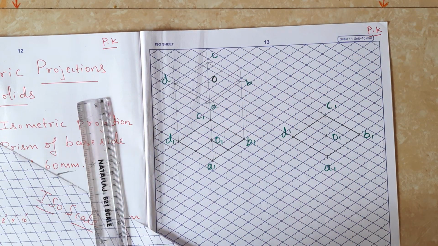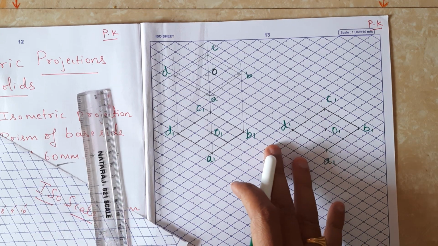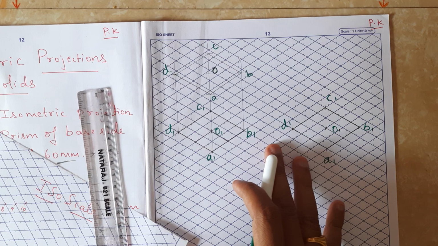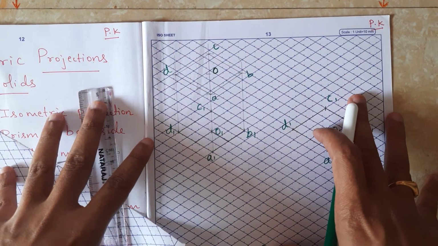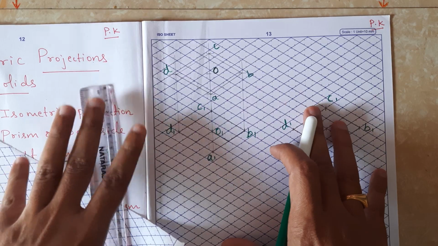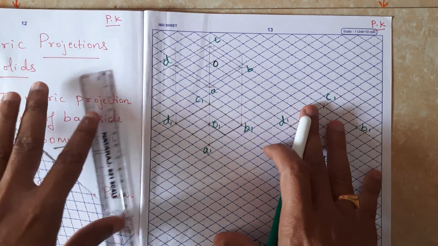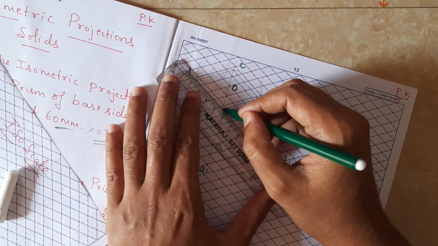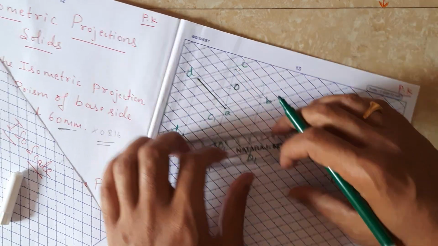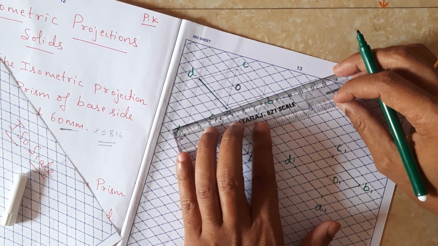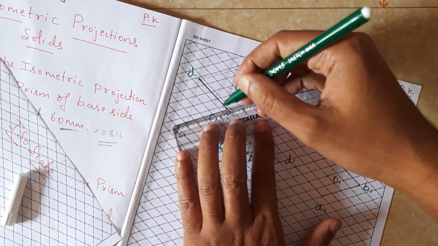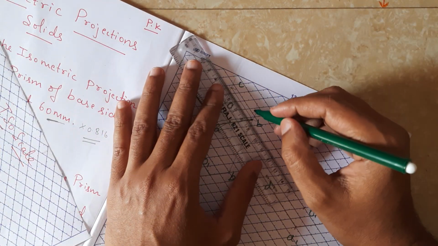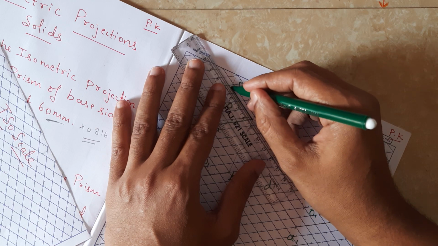Clear? So now it is the time to draw the visible edges. See, only the visible edges must be dark. After drawing the isometric projection, everything must be light. So now I am going to draw the visible edges. The top face is visible, so that must be dark. I am marking the dark line with the help of a sketch pen so that you can easily identify it in this video, but while you are doing it, it must be with the help of a pencil only.